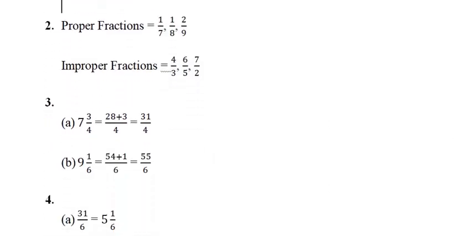Now, question number 3. So you have to convert this mixed fraction into an improper fraction. Okay. So now 7 is a whole number and 3/4 is the proper fraction. First of all, you will multiply this denominator with the whole number, and whatever product you get, you just add the numerator, and then your fraction will be converted into an improper fraction. Okay, so this is how you can convert a mixed fraction into an improper fraction.